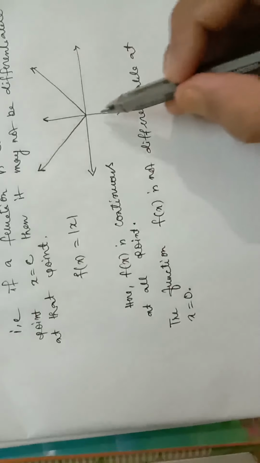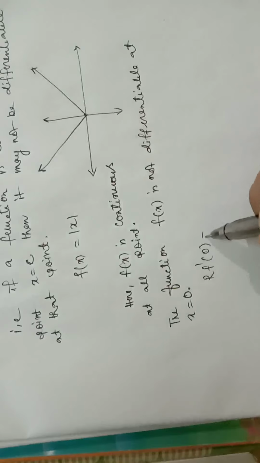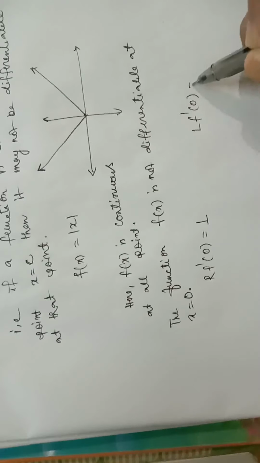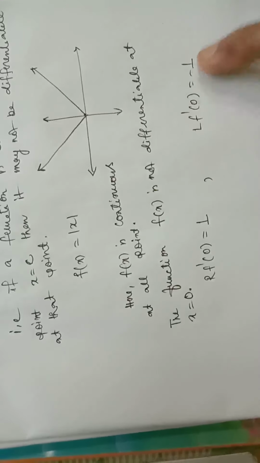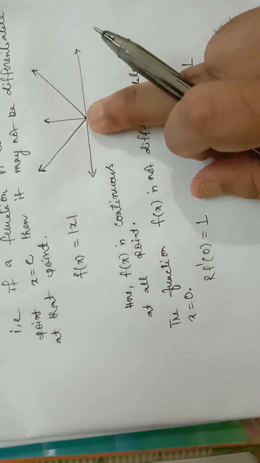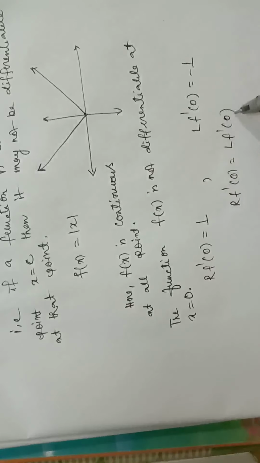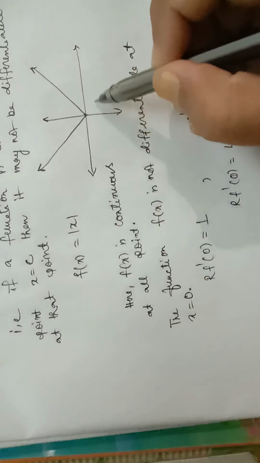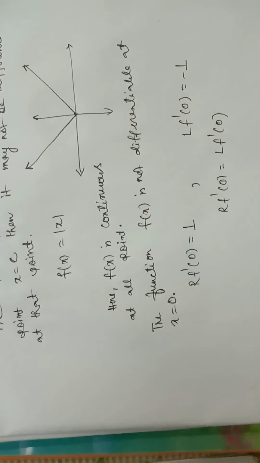At this point you can find R f dash 0 and you can find L f dash 0. You will see this value will be 1 and this value will be minus 1, and these two are not equal, therefore it is not differentiable. Although it is continuous at x equal to 0, it is not differentiable at x equal to 0. So continuity does not imply differentiability. This function is continuous at x equal to 0 but is not differentiable at x equal to 0.